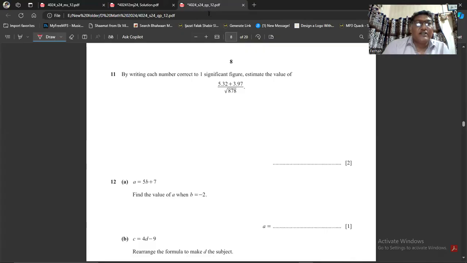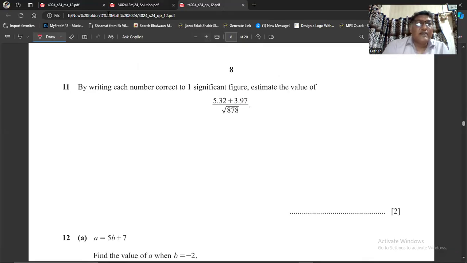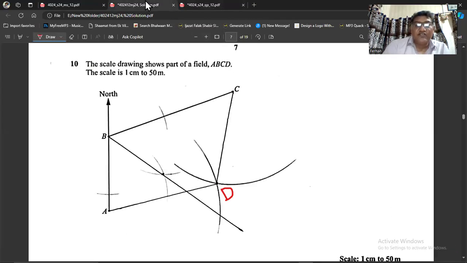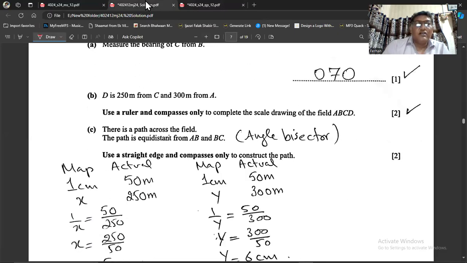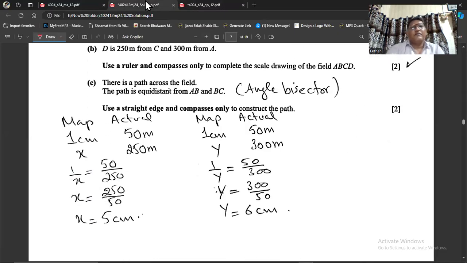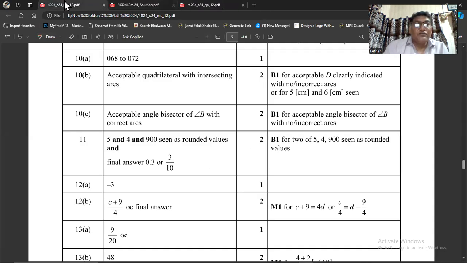So now we are going to the next question. Hopefully you understand all this. This is question number 10.